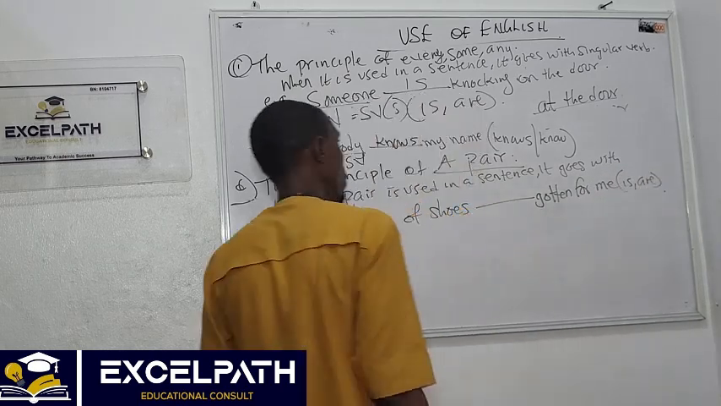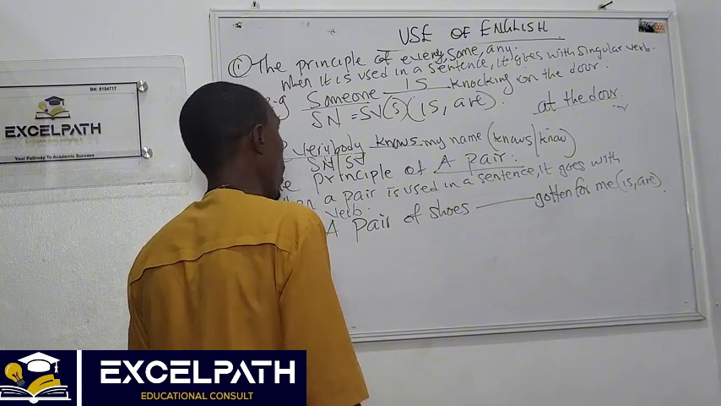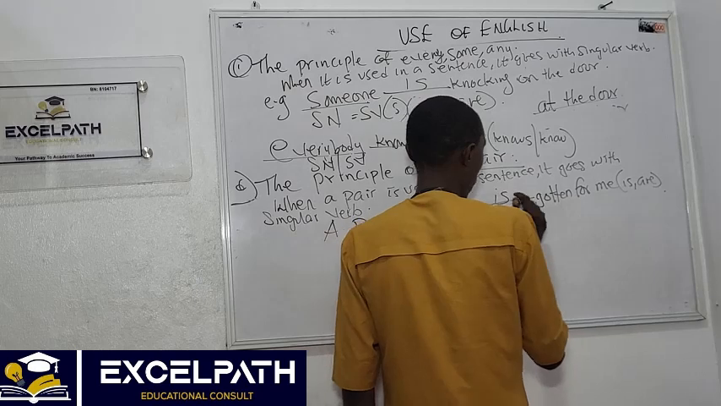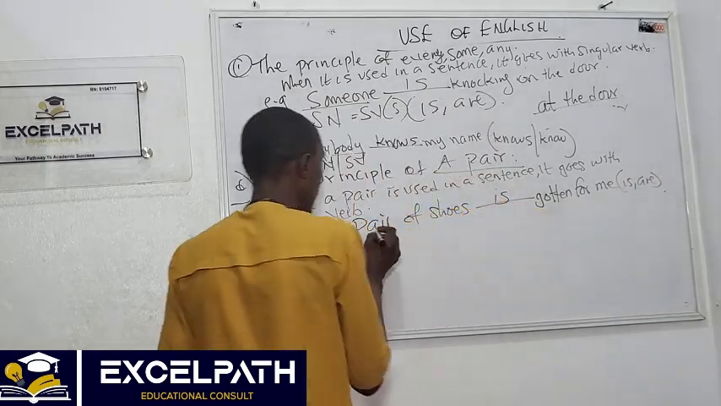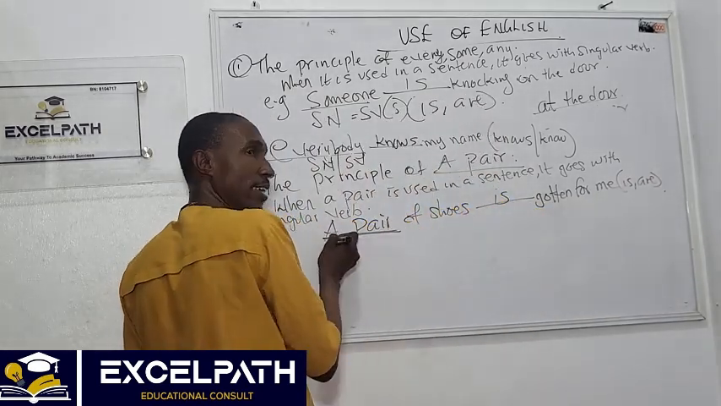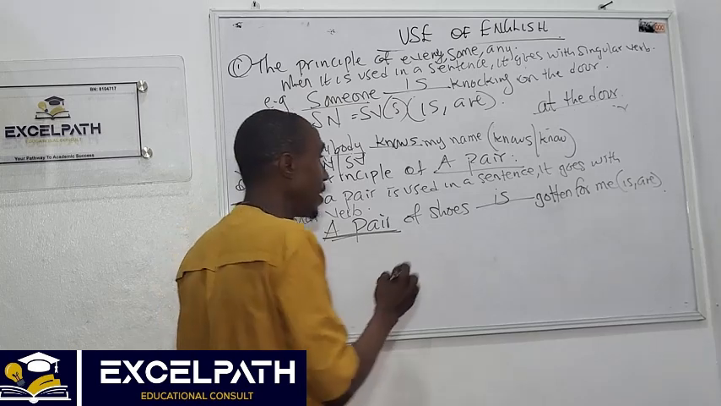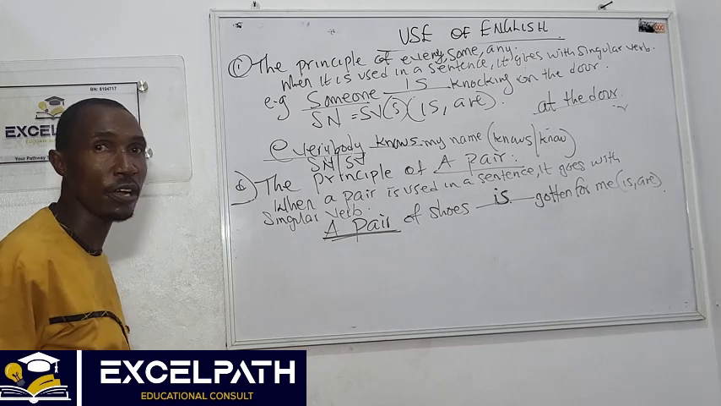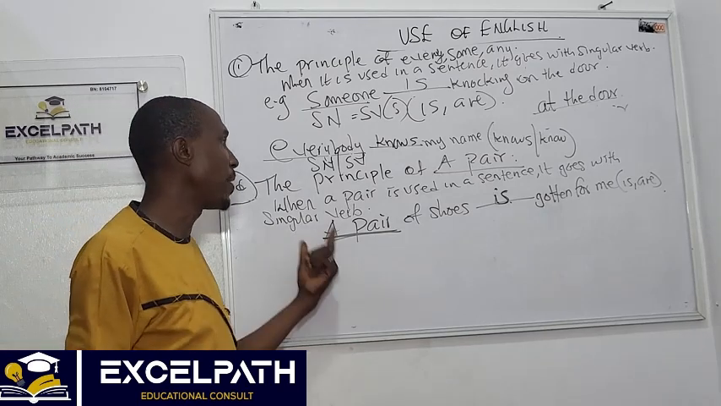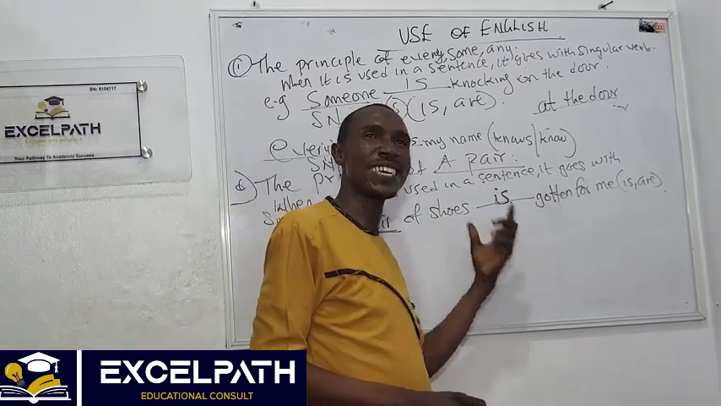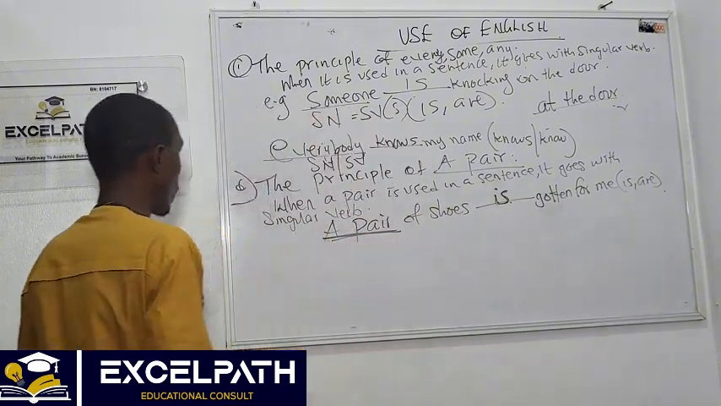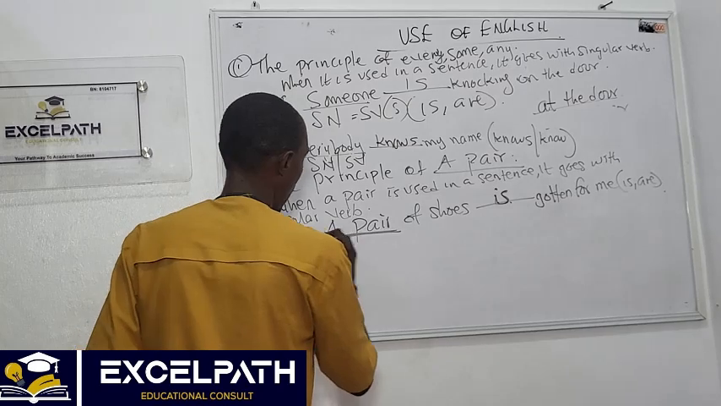A pair of shoes dash gotten for me. A pair of shoes is, or a pair of shoes are. For the fact that a pair is written, automatically you are going to make it of what? Is. So please take note of that. A pair always goes with what? Is. A pair always goes with is. Please take note of that.